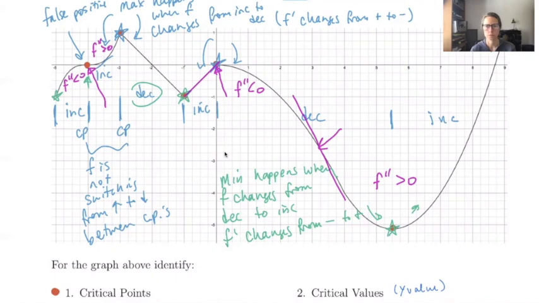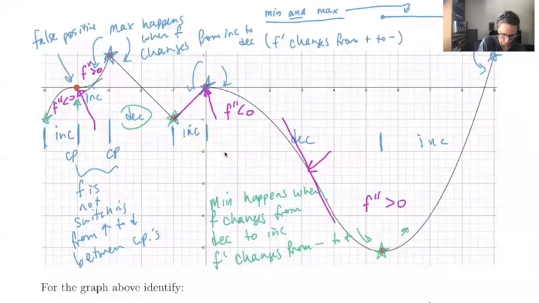Okay, so yeah, critical points can happen even if there's no change in increase or decrease. The example here is -4, which is a critical point, but the function's increasing before and increasing after. -4 is also an inflection point though, because this function happens to be concave down before and concave up after. It's not always common for critical points to be inflection points.